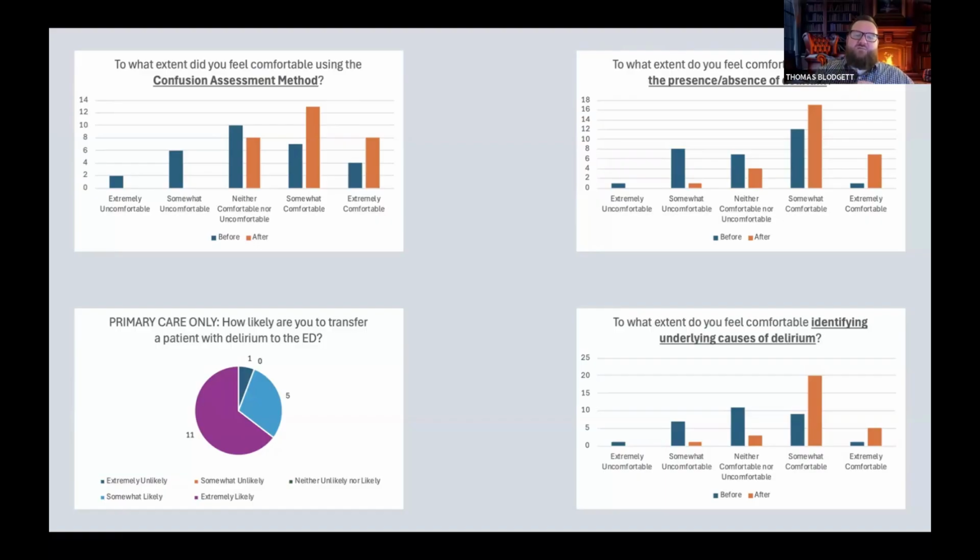And then the primary care students were asked a question about how likely you are to transfer them to the ED. In other words, how likely are you to recognize that this is a medical emergency and you can't just send them home with it? And the vast majority of students were appropriately wanting to send them to the ED.